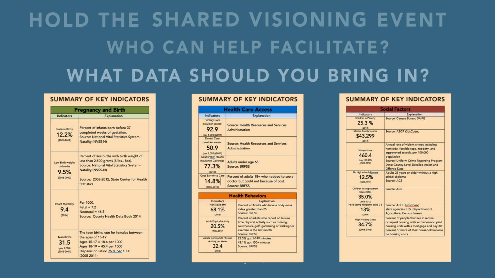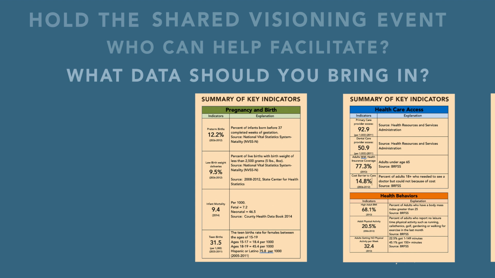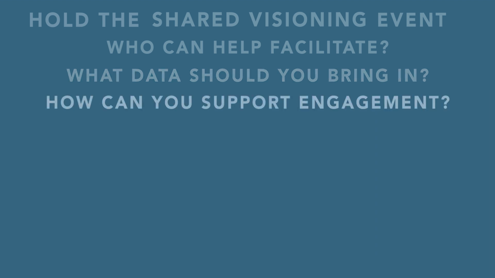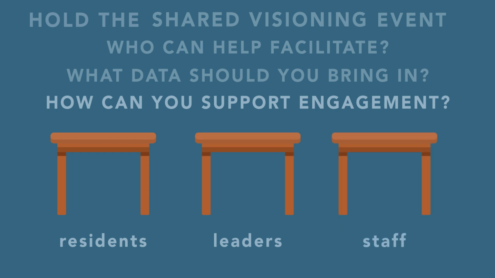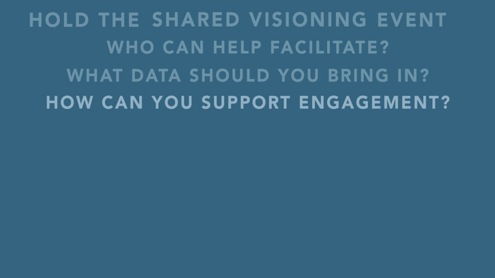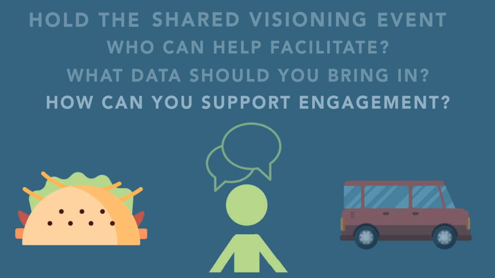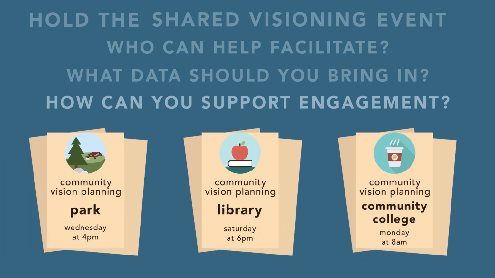Help people use this data by creating an easy-to-use summary handout highlighting local conditions and inequities. Finally, consider what supports may be needed to ensure everyone can authentically engage in the process. For example, it can be helpful to have separate tables for residents, leaders, and staff to foster safe and open conversations. Depending on your community, it might also be helpful to provide food, translation services, transportation, or additional facilitators. Some communities hold several visioning events to make it easier for residents to engage in the process, ensuring the events are at convenient times and locations.